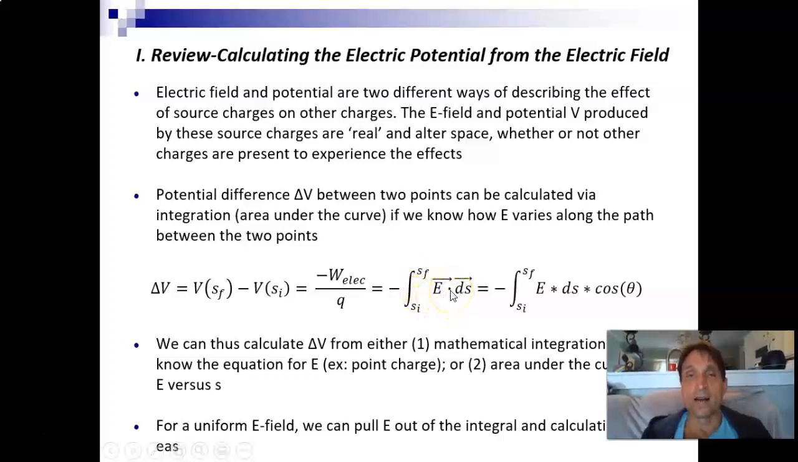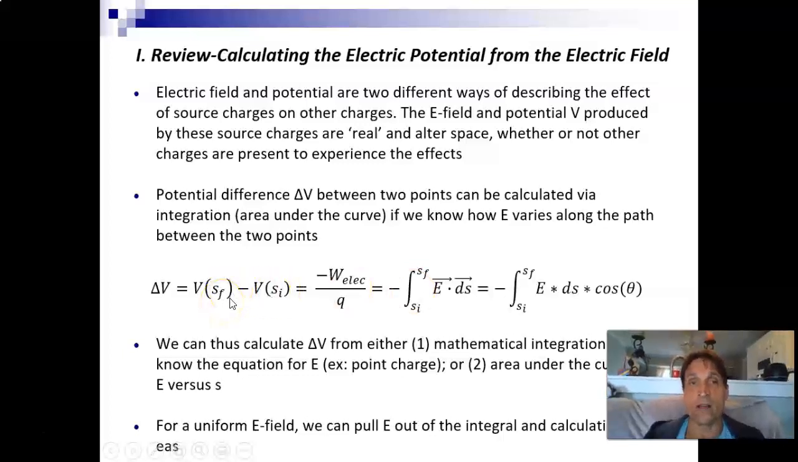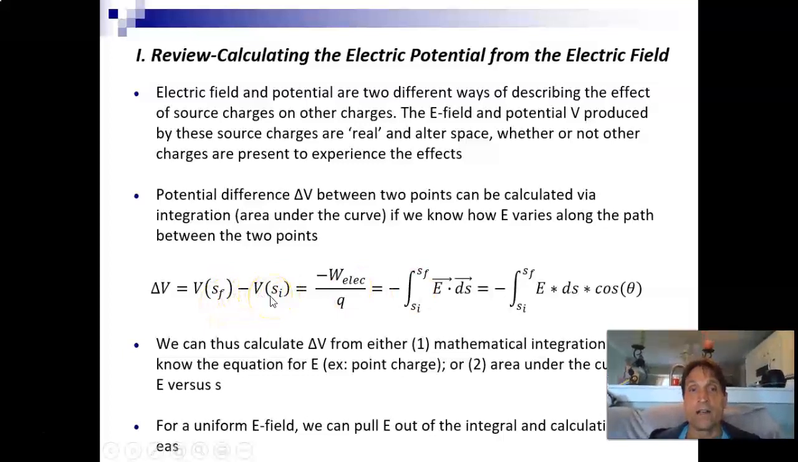This is what's called a dot product, which is the magnitude of E times the magnitude of the displacement ds times the cosine of the angle between the motion ds and the electric field. And so if we know how the electric field varies along a given direction or a given path, we perform a mathematical integral, and the negative of that integral gives us the potential difference between the end point, S final, minus the initial point, S initial.